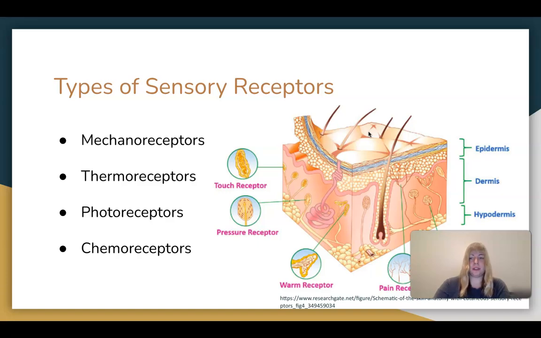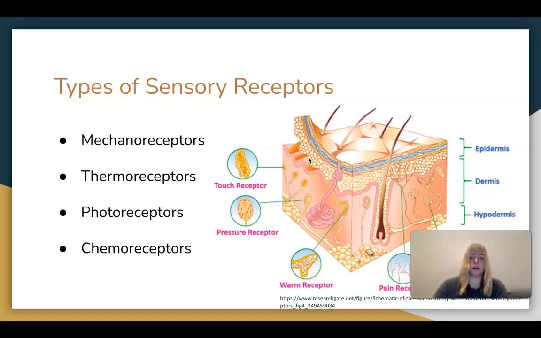The first one I'm going to discuss is a mechanoreceptor. Mechanoreceptors are specialized neurons that convert mechanical stimuli into electrical signals. They respond to various forms of mechanical energy, including pressure, vibration, gravity, acceleration, and sound. An example of a mechanoreceptor includes a baroreceptor and an osmoreceptor.